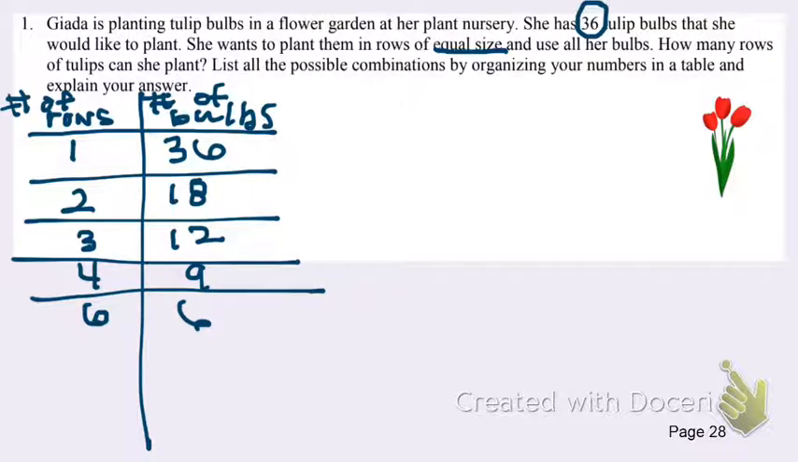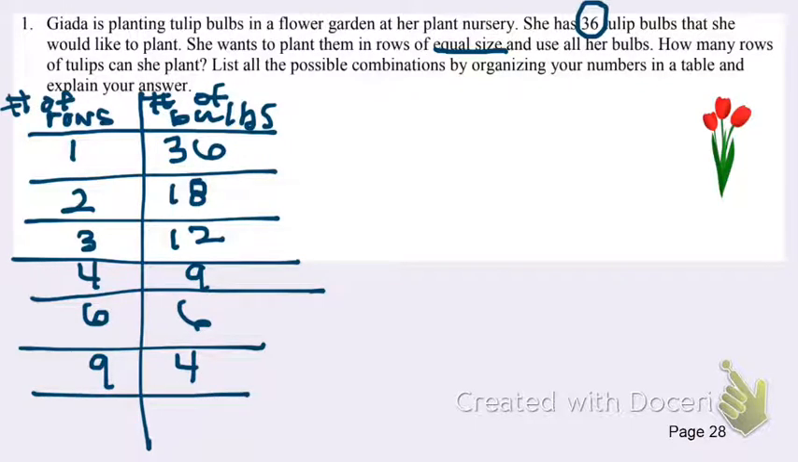And now we can have 7. Does 7 go in there? 7 does not. Does 8 go in there? 8 does not go into 36 equally. So now we're to 9. Does 9 go into 36? 9 times 4. So it's the opposite. We said that 4 times 9 equals 36, but 9 times 4 also equals 36.